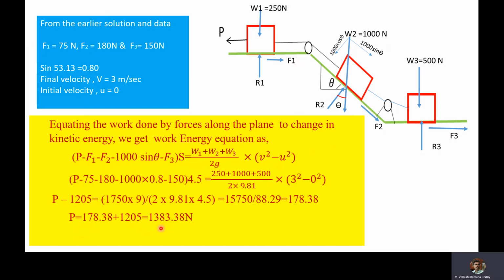P is equal to 1383.38 Newtons. So the constant force P required to move the connected bodies is 1383.38 Newtons. This is the solution for the given problem.